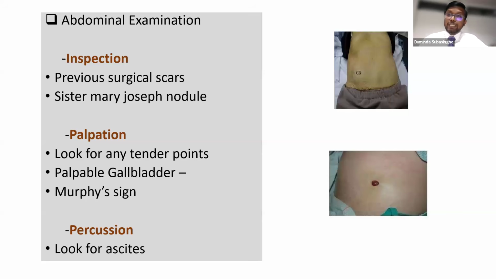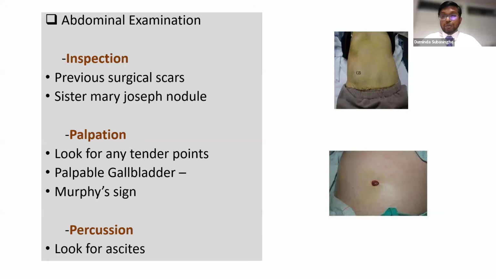Again, you look whether it's tender or not, because a tender gallbladder is a sign of cholangitis. If it is cholecystitis with some bile duct stones, you may have a Murphy's sign. That's the other thing. Understand? Without evidence of cholangitis. Then again, percussion, you look for the ascites.